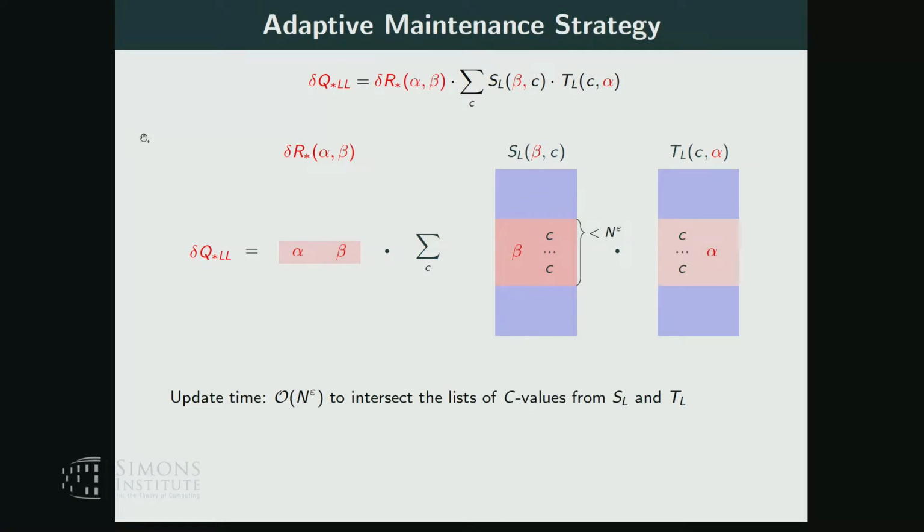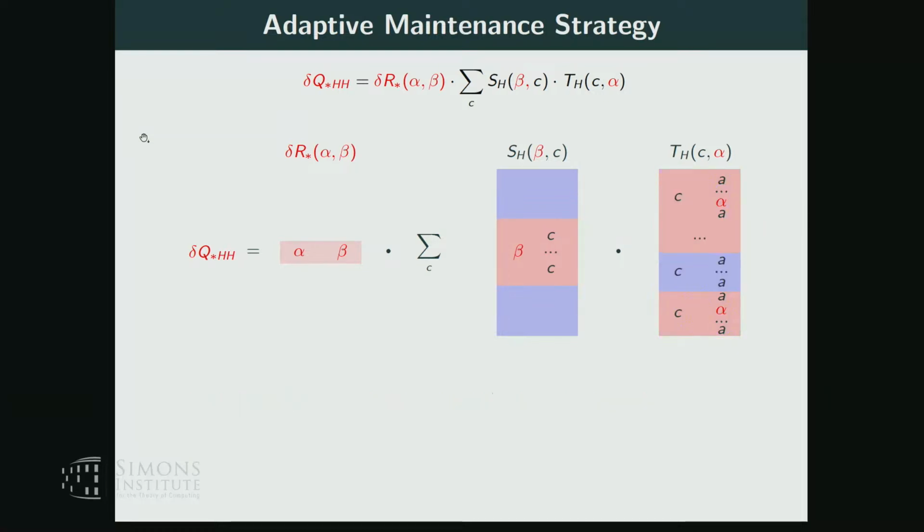So that's already good, because if epsilon is actually below 1, then we have a sublinear update time. Now, if we look at the heavy case, what does it mean? It means that here the beta will be heavy, but this doesn't tell us much about how many C's. Well, it tells us that we have many C's, more than n to epsilon.